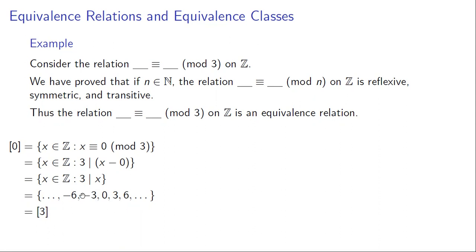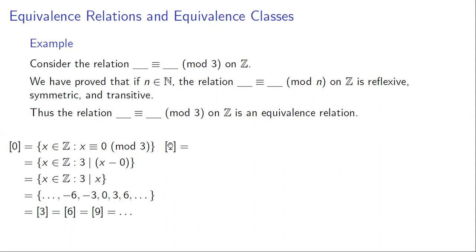Well, the equivalence class of 6 will be all these things that are as well. So this is also the equivalence class of 6, and also the equivalence class of 9, and so on and so on. And actually, we can even go in the negative direction. This is also the equivalence class of -3, and also the equivalence class of -6, and so on. So this is the equivalence class of 0, which is also the equivalence class of 3, and 6, and 9, and so on and so on.